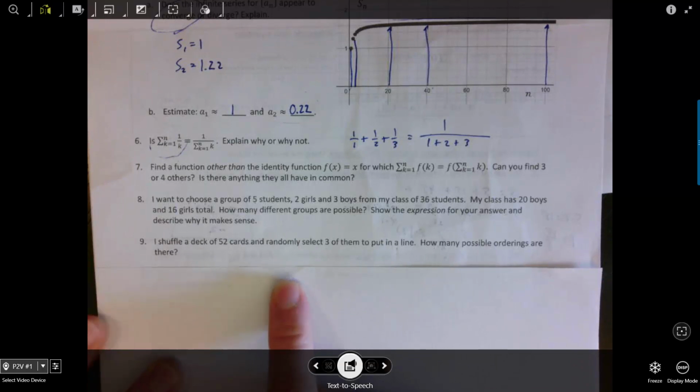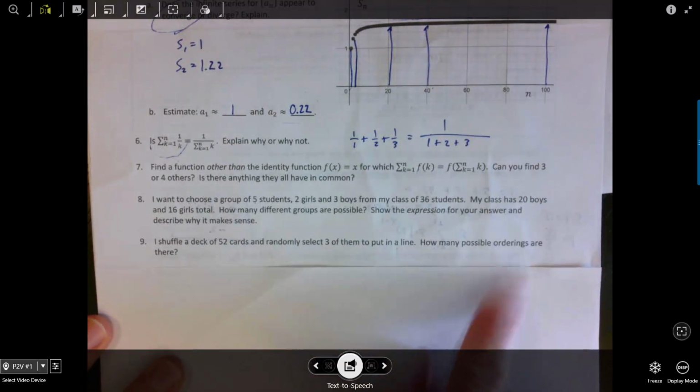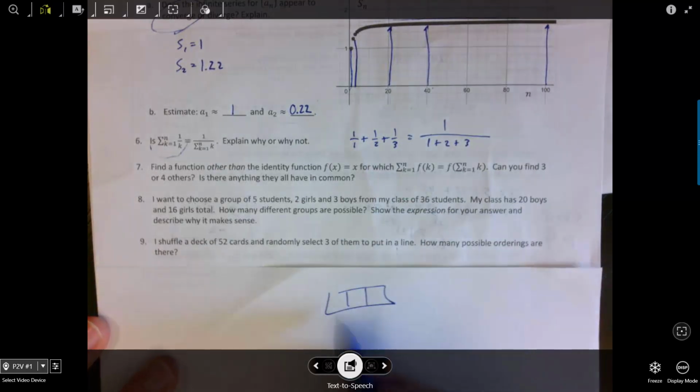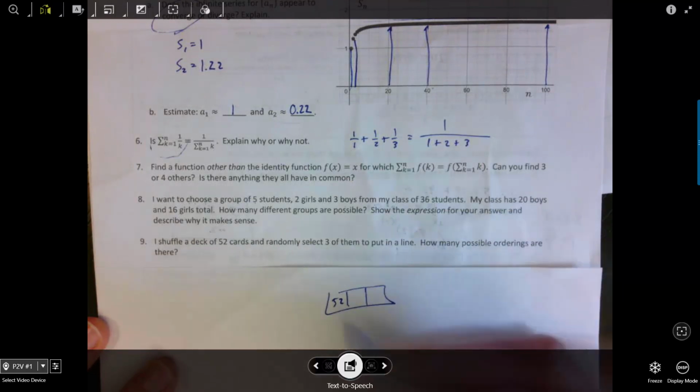All right, I got 52 cards. I select 3 of them to put in a line. How many orderings are possible? So this is like straightforward permutations. Here's my line of cards. How many choices do I have for my first possible card? 52, and then 51, and then 50, and that's it.